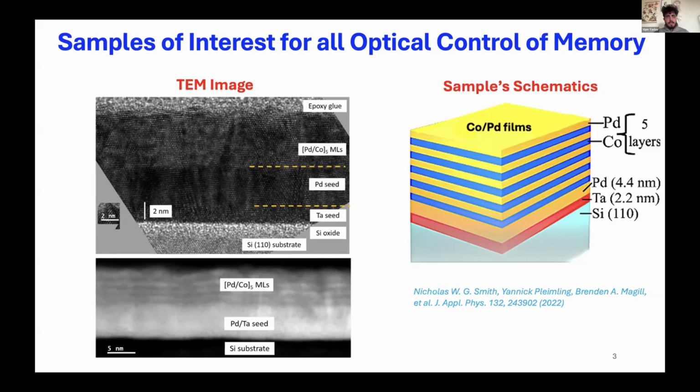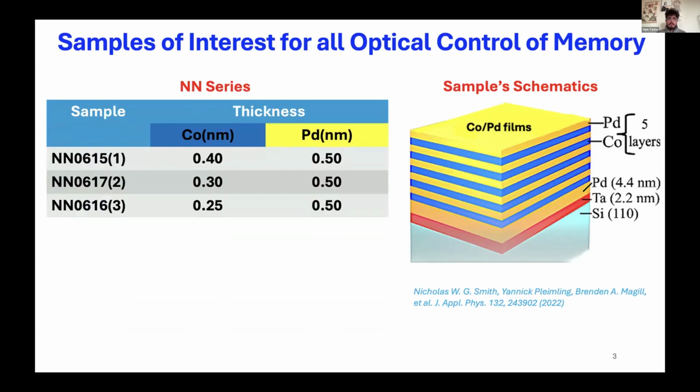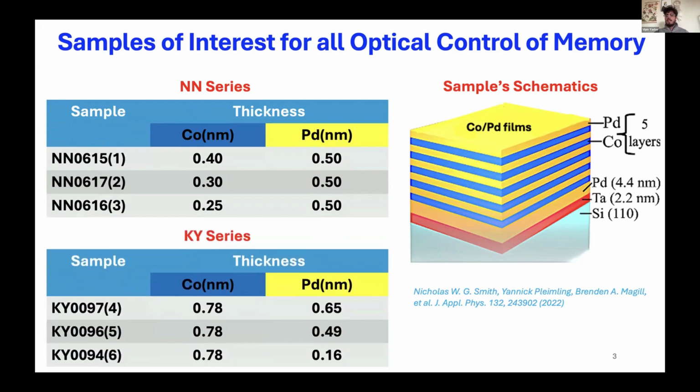For the scope of our study, we have divided our sample in two categories. I'm calling the first category the NN series, where I have kept the palladium thickness the same at 0.50 nanometer and varied the cobalt thickness. The second category is the KY series, where we are keeping the cobalt thickness the same and changing the palladium thickness to study the spin dynamics, how palladium and cobalt thickness introduce different properties in spin dynamics of these materials. Here, NN and KY are just the initials of our sample grower.